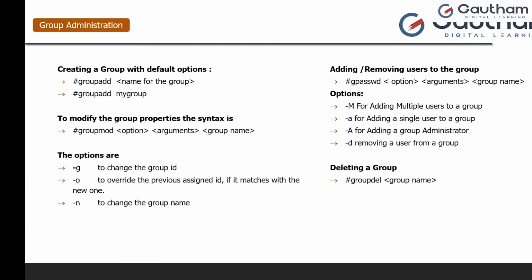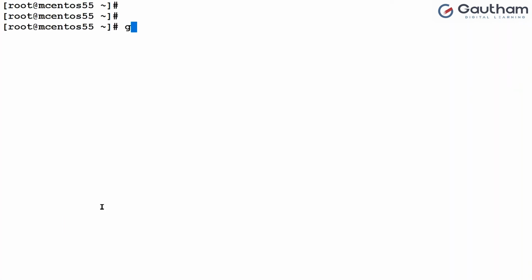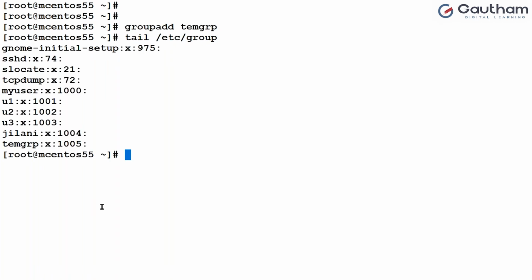Now let us see how we can create a group over here. To create a group, you can use the command groupadd, and you can say add a group with a name called temgrp, whatever name is your choice. Now, if you go to tail /etc/group, you'll find that there is a group added with the name temgrp. Same way, I would like to add one more group, and for this group I want to give my choice of ID. I don't want it to take the default ID.